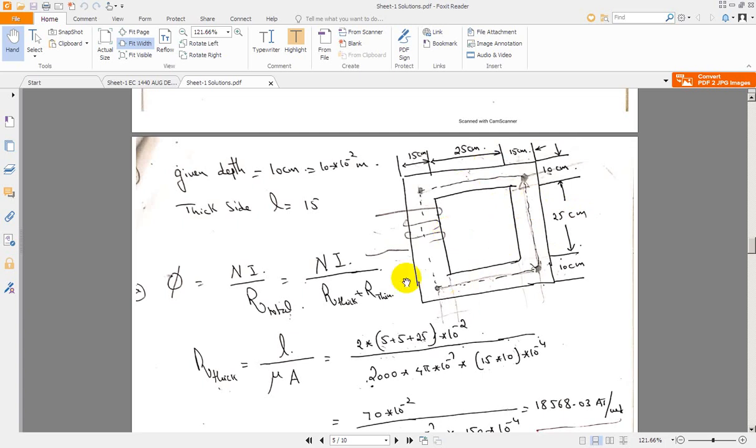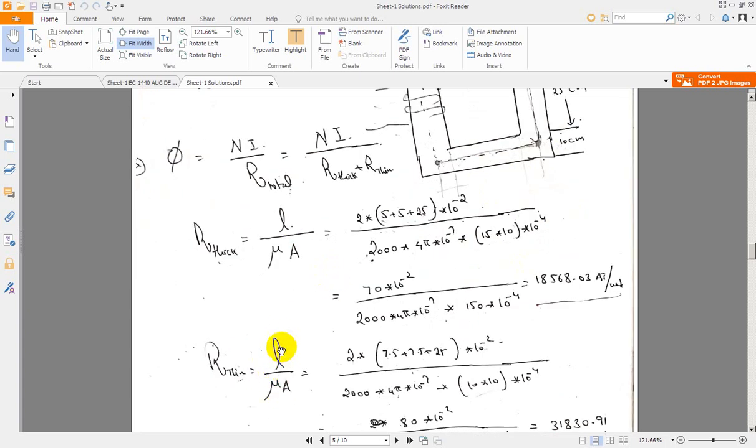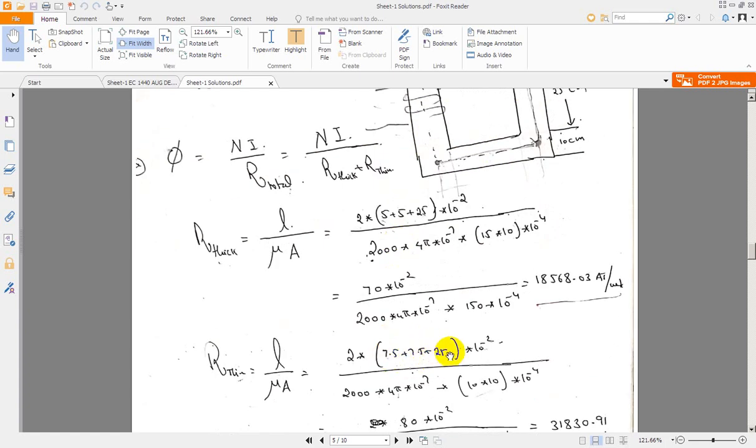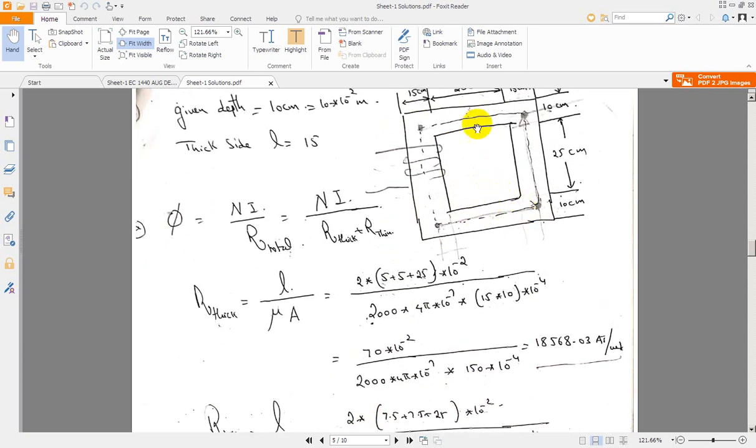Now let us go for the thinner side. The reluctance of the thinner side, R thin, is the same formula, but with the length and cross sectional area for the thin side. The thin side length is from the middle of this point to this point. It means 7.5 plus 7.5 plus 25, converting into meters with 10 to the power of minus 2. As we have two sides, this side and this side, multiply it by 2.